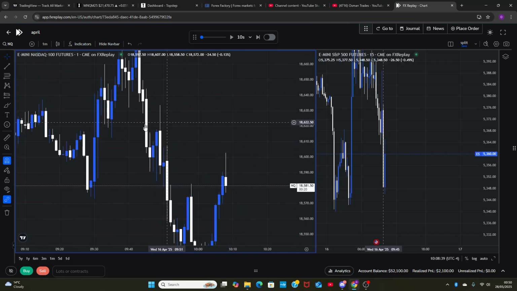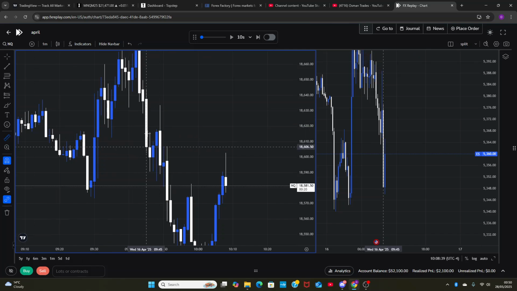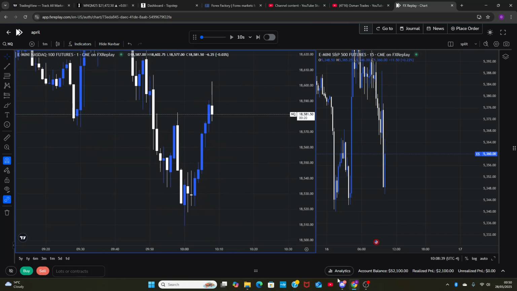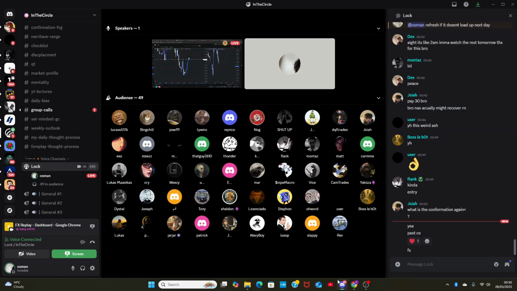But the main reason was this one here. When you see price enter this literally Sibi here, come up, close here, it's okay to enter there and put your stops about there, and then your target at 50. Yeah, cool.